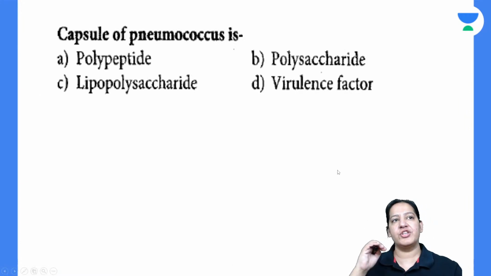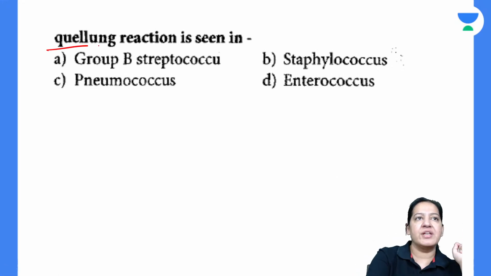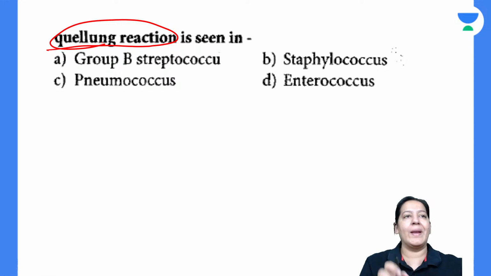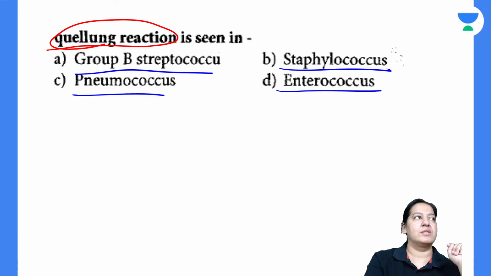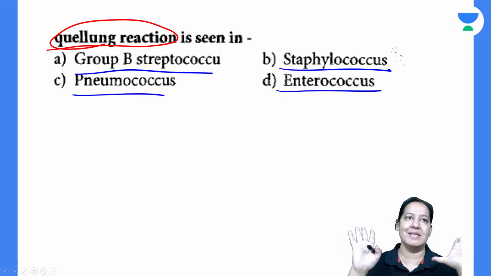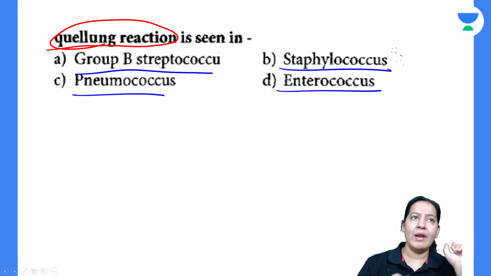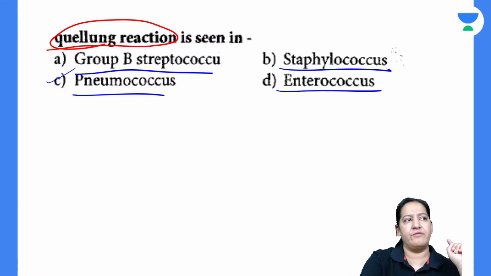Anyways, the next question in front of you, just a second. Quellung reaction is seen in. We do Quellung reaction for which bacteria? Group B Streptococcus, or Staphylococcus, or Pneumococcus, or Enterococcus? The question is very super simple and easy, and everyone will be right, I guess. So what is the Quellung reaction? It is done for, of course, you all are right, Pneumococcus.